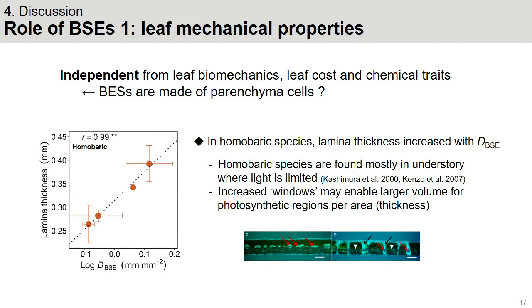The homobaric species are most frequently seen in the understory, where light resource is limited. So considering the role of the bundle sheath extension as a window, the increase of bundle sheath extension may have a large volume for photosynthetic region per area. But this hypothesis should be tested with more species.